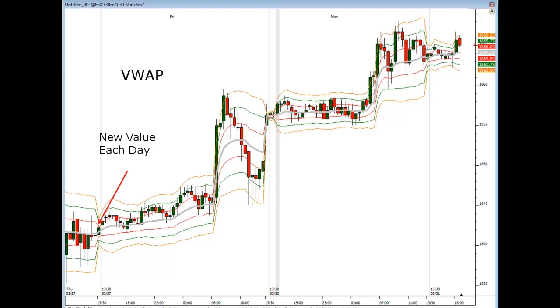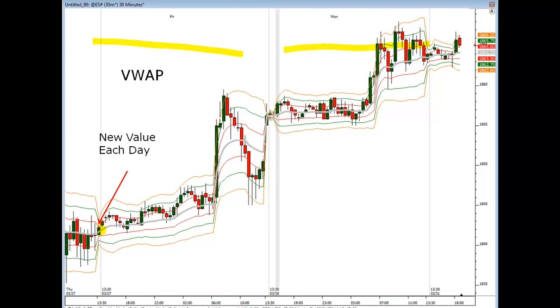that indicate the extent of deviation from the main line. Now, each day, as I mentioned earlier, we begin with a new value. And in this case, since it's a Globex market, it is a 24-hour day that we look at. We don't look at it in terms of the day session. We look at it in terms of the 24-hour market. So here's Friday, and then here's Monday. Each of these is a 24-hour period, and this is what the VWAP looked like during each of those periods.